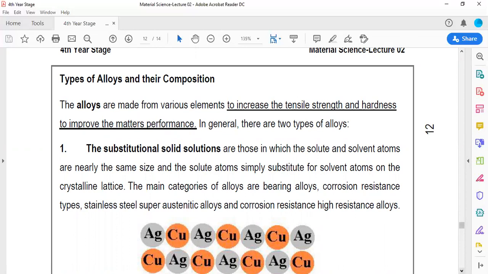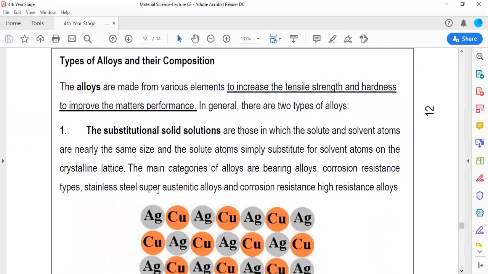Okay, we are now going to types of alloys and their composition. The alloys are made from various elements to increase the tensile strength and hardness to improve the metal's performance. We said this more than once, but we sometimes repeat things to make sure the students are getting the information, in different ways, different language. Sometimes you put it as a question, sometimes we underline it. The student needs to concentrate on these terminologies, because those are the main words in this subject. So remember: increase the tensile strength and hardness to improve the metal's performance.